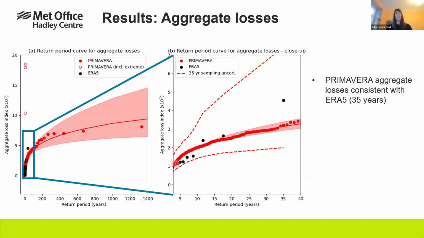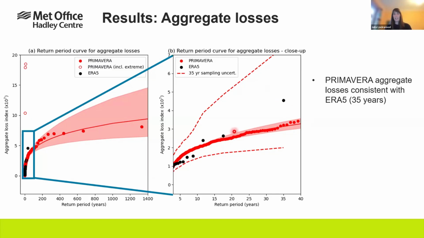And on the right, this is just zooming into the left-hand side of this plot, which is where we've got the ERA5 data. You can see that the black dots, the ERA5 data, do lie outside of the PRIMAVERA fit, which is this red band here. But this is simply an effect of the sampling uncertainty of having 35 years.